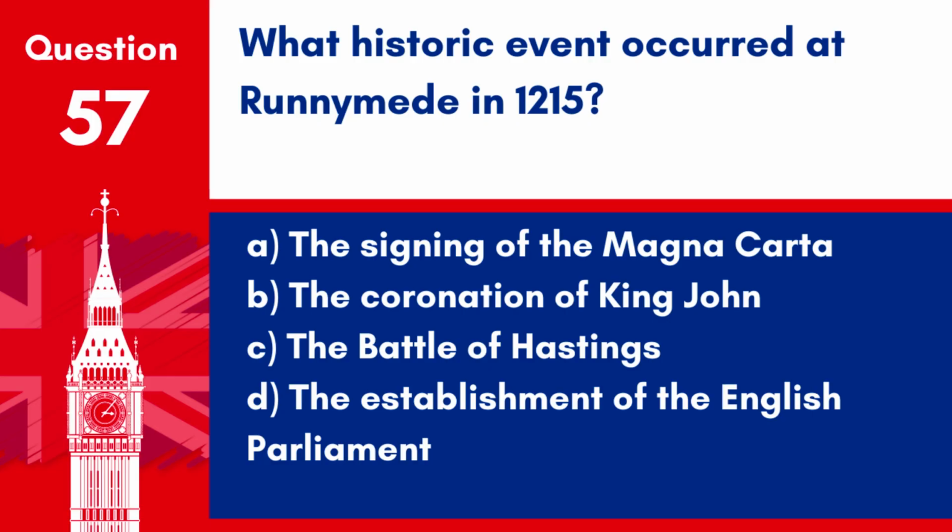Answer A. The signing of the Magna Carta. The historic event that occurred at Runnymede in 1215 was the signing of the Magna Carta, a cornerstone document establishing the principle of legal limits on the monarchy's power and protecting barons' rights.